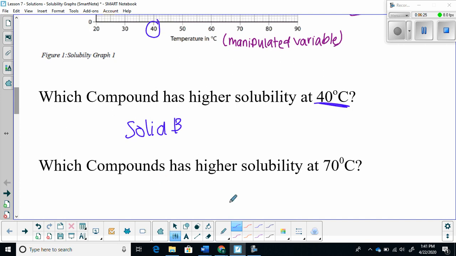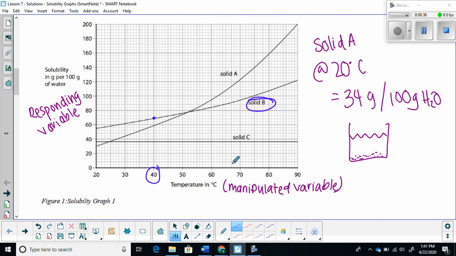Okay, now it's saying, which compound has the highest solubility at 70 degrees Celsius? So we go back to our graph. We find 70 degrees on our x-axis, and then we read up.